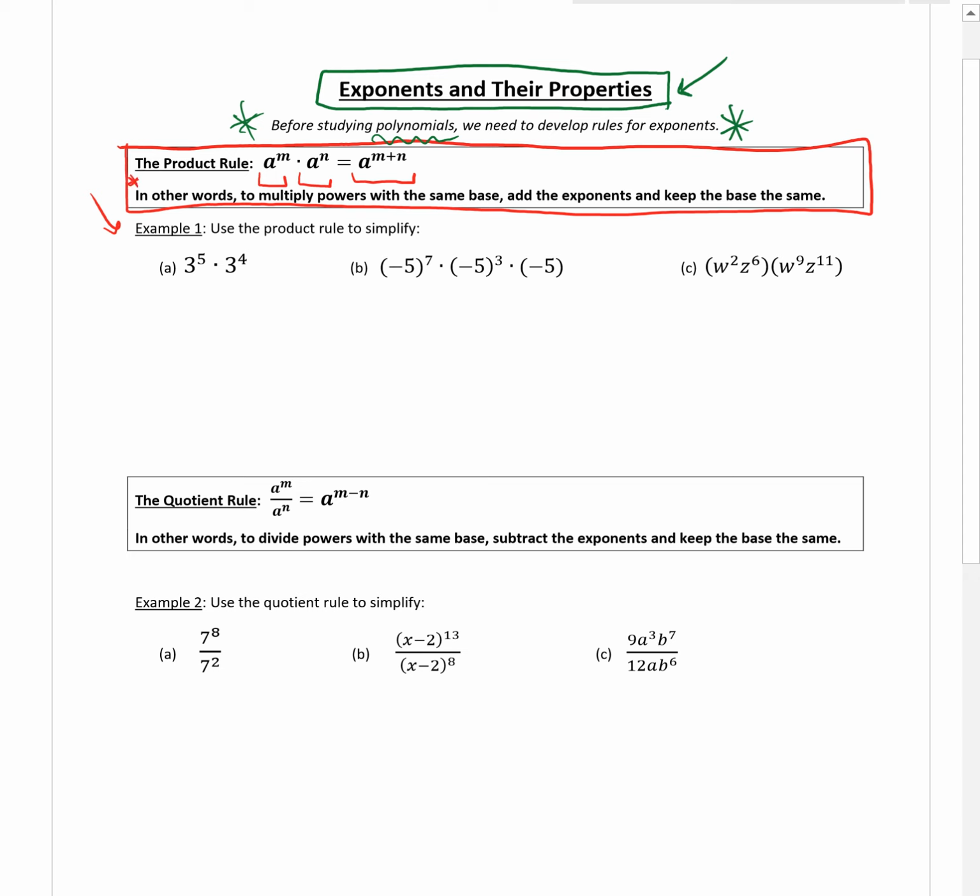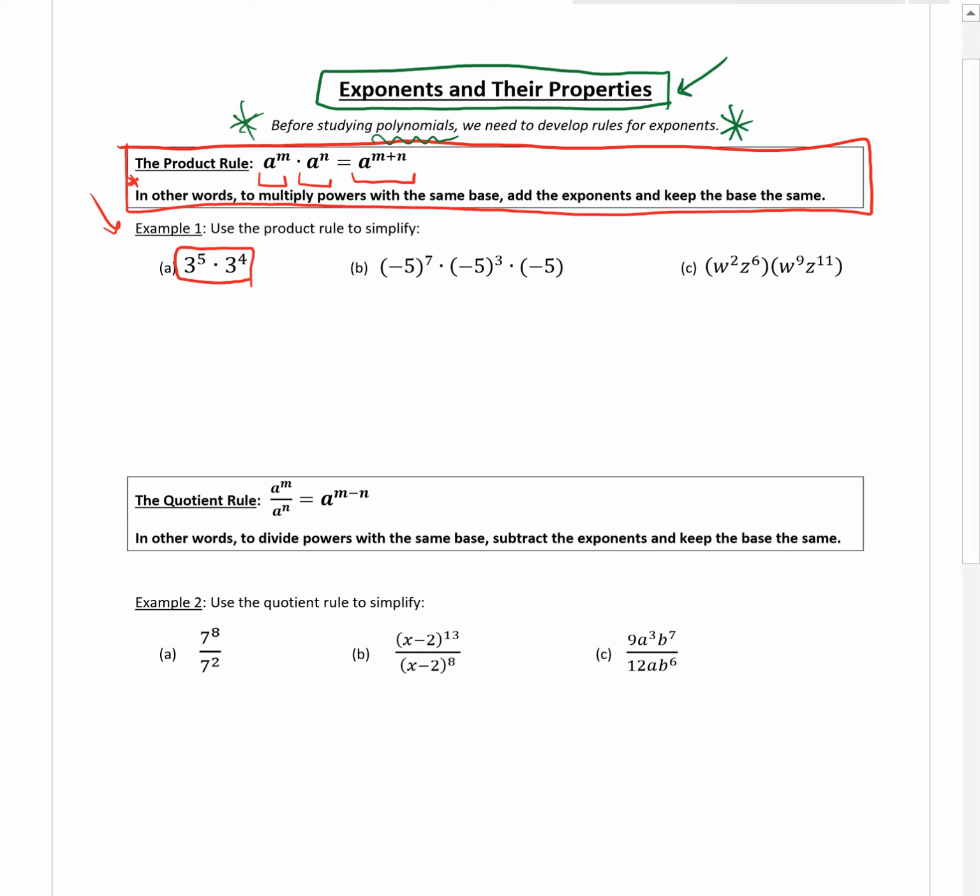But what it really means, if you want to think of it in words, is that if you want to multiply powers that have the same base, and if you want a visual of that, look at part A of example 1. You have 3 to the 5th power, multiplied by 3 to the 4th power. So those have the same base.